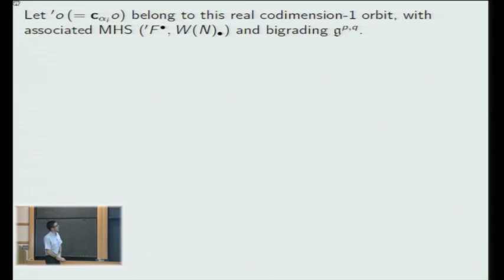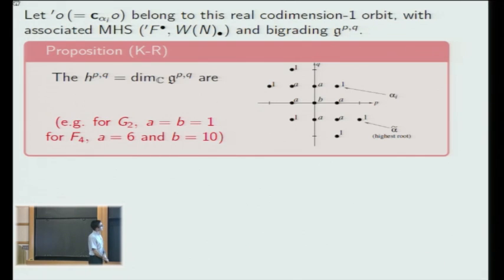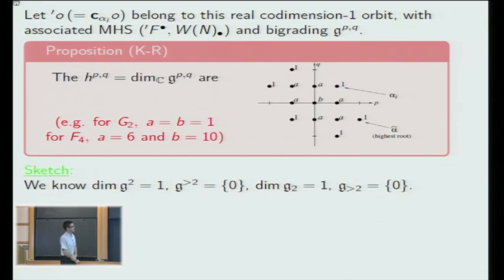OK, so now I let O prime belong to this real codimension 1 orbit with associated mixed Hodge structure F prime, W n, and bigrading G^{p,q}. Then we can say exactly what the bigrading looks like, always, for all of these cases. And it has a lot of symmetries. All of these numbers in this hexagon are a, and all the numbers on the outside are 1. Why is that? Again, it's very easy. The dimension of G_2 is 1 because it's a fundamental adjoint variety, 0 for greater than 2, and the same thing with the weight filtration.